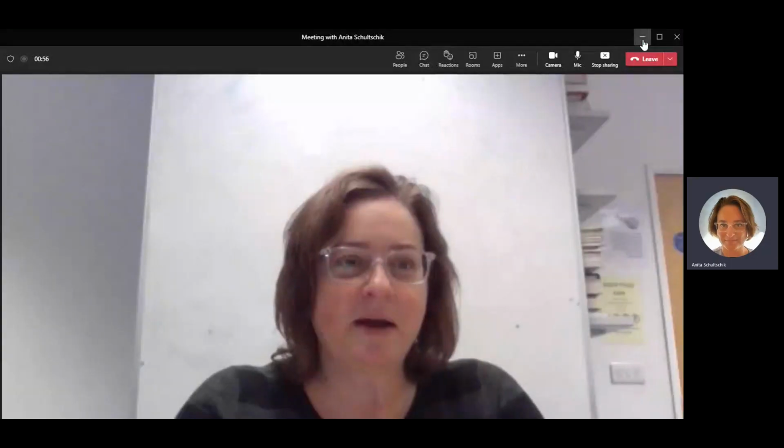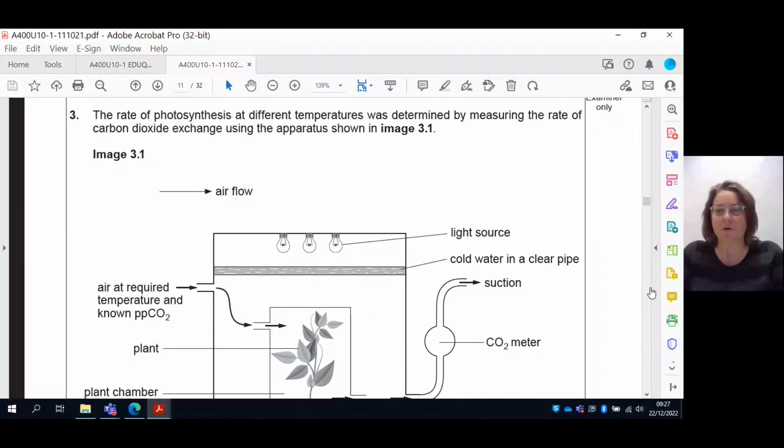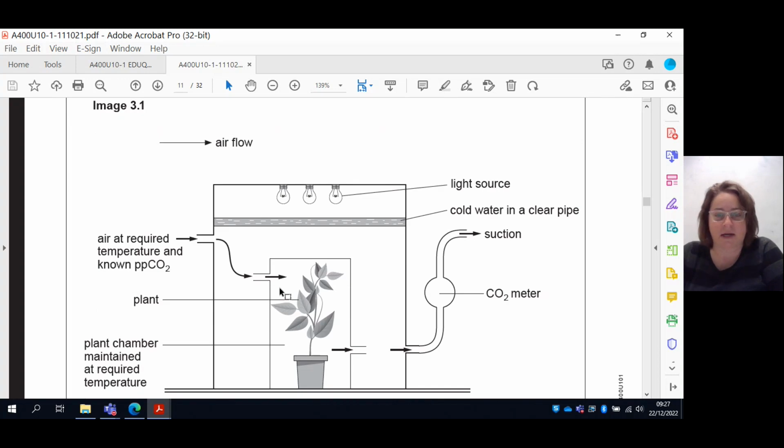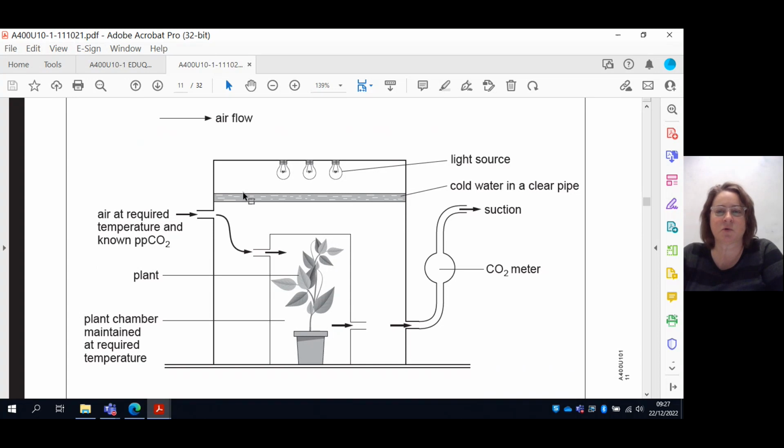Question 3, that one is your plant one. So what is it that it's giving you? It's really beautifully describing to you an investigation into gases that are being tweaked and changed by a plant. So you've got a setup with a light source, cold water in a clear pipe situation, air at a standard temperature. The plant chamber required at a standard temperature.